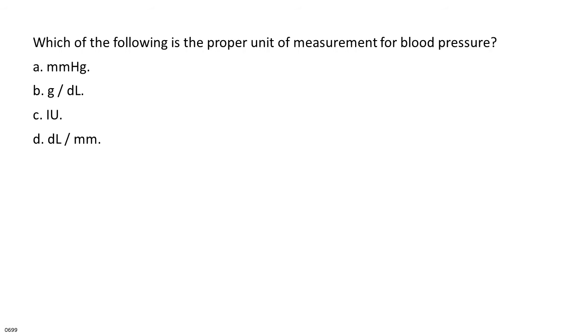Which of the following is the proper unit of measurement for blood pressure? A. Millimeter of mercury. B. Gram per deciliter. C. IU. D. Deciliter per millimeter.